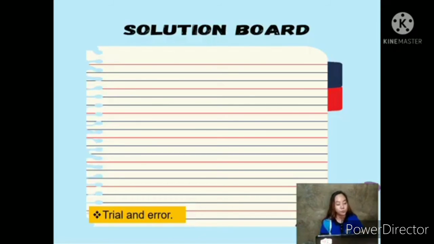So, first, we're gonna do the trial and error. So, mag-iisip tayo ng 2 number na pag pinag-add ay equal to 12. Why 12 and not 24? Dahil gagamitan pa po natin siya ng solution for the formula ng perimeter and the area of rectangle. So, here are the 2 numbers.